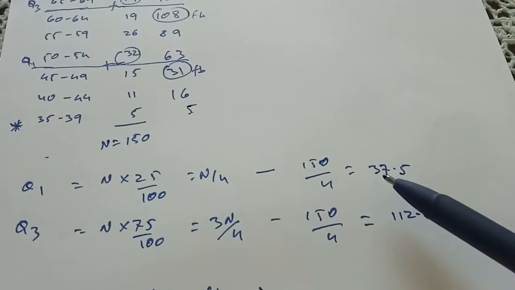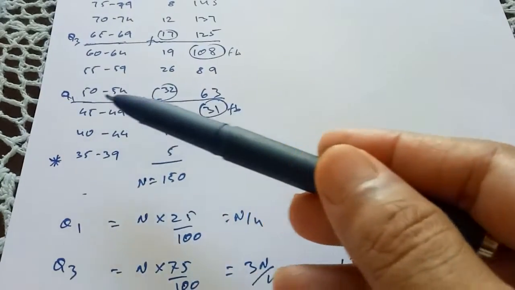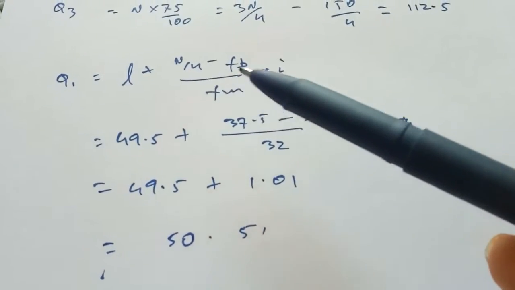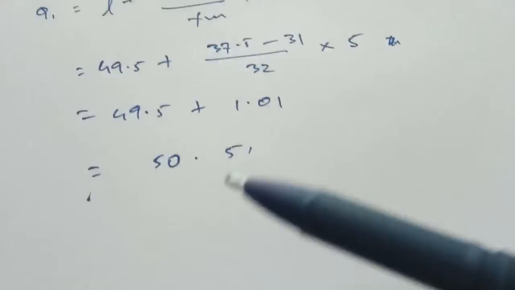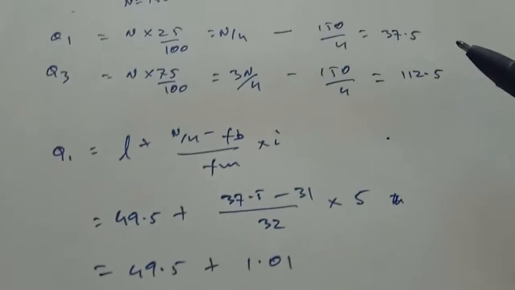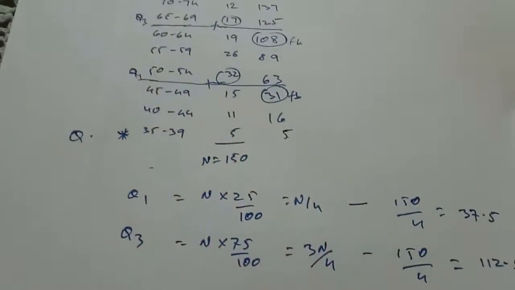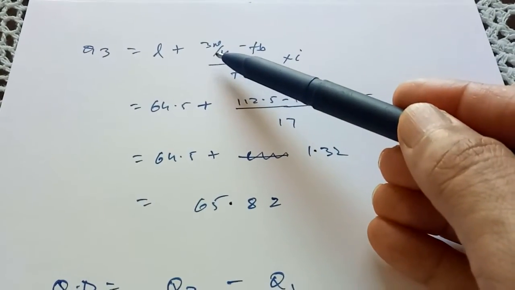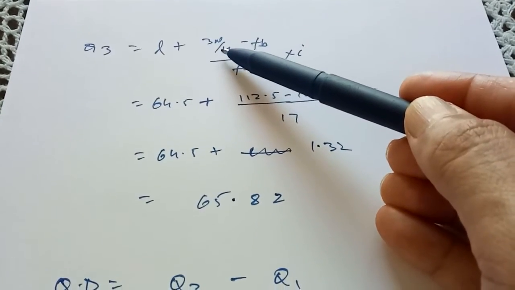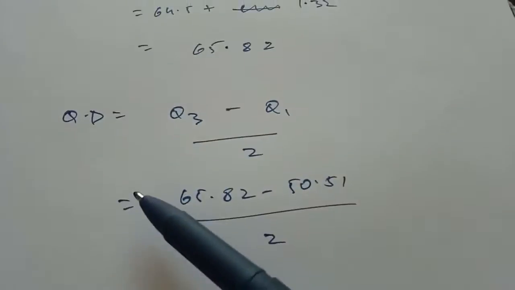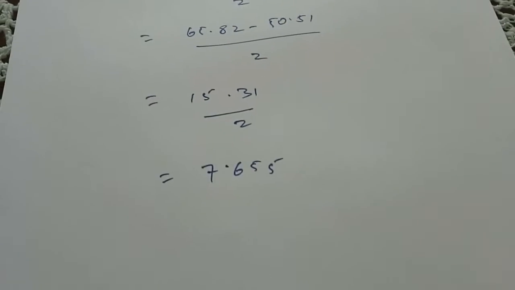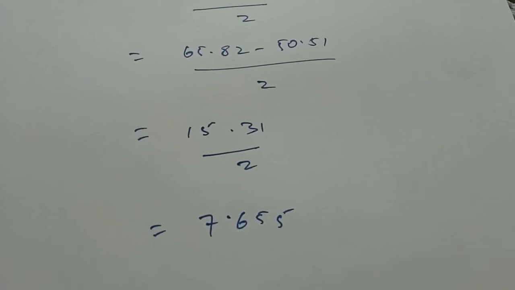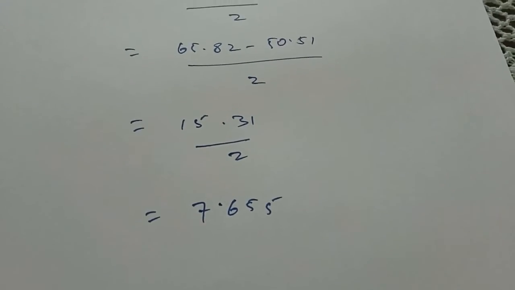Now find Q1 first, for example, where it falls, underline that class interval and just put the values in this formula: L plus n by 4 minus FB upon FM into I. Get that. Similarly, you find where Q3 falls in this distribution, put the values. What changes in the formula is, instead of n by 4 you have 3n by 4, and then Q3 minus Q1 upon 2. That's it. You have the value of quartile deviation. Take a look at the PowerPoint presentation to get the theoretical background of what this value actually means.